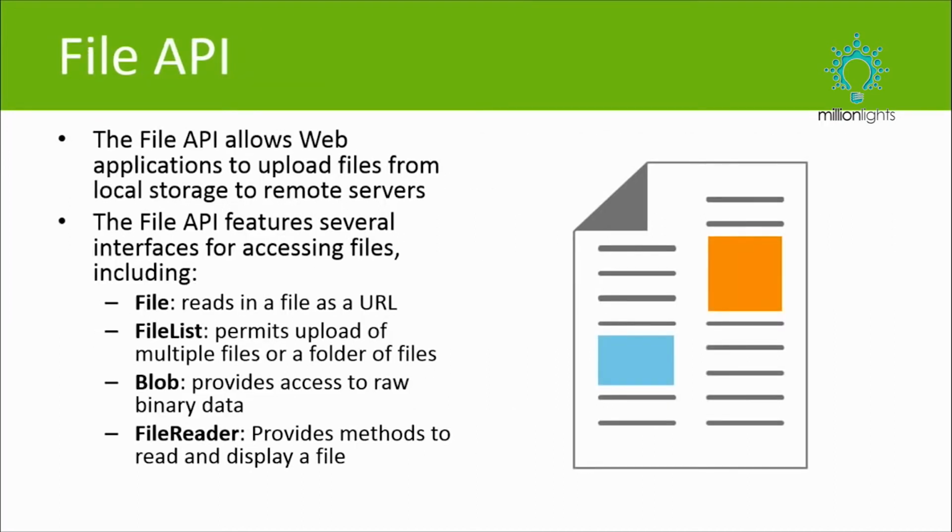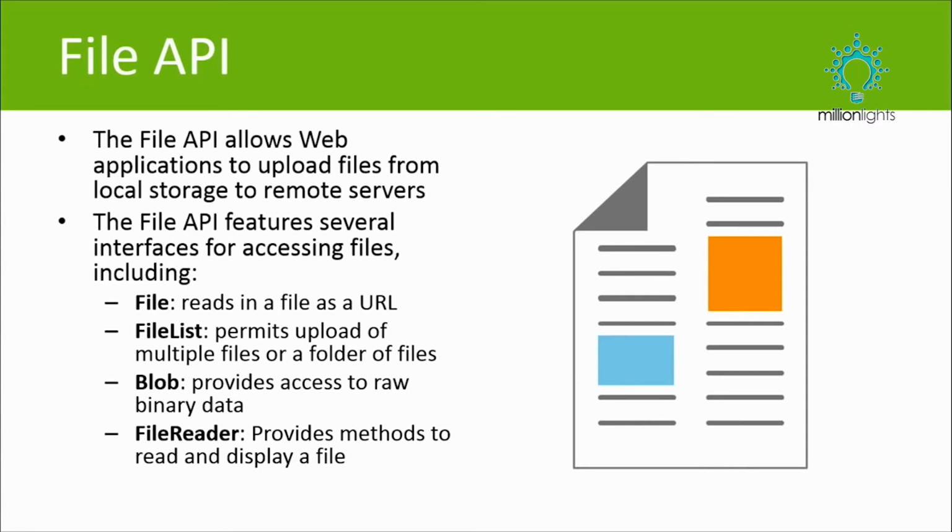And finally, the File API. It allows web applications to upload files from local storage to remote servers. File API features several different interfaces for accessing files. So you've got File, FileList, Blob, and then FileReader.